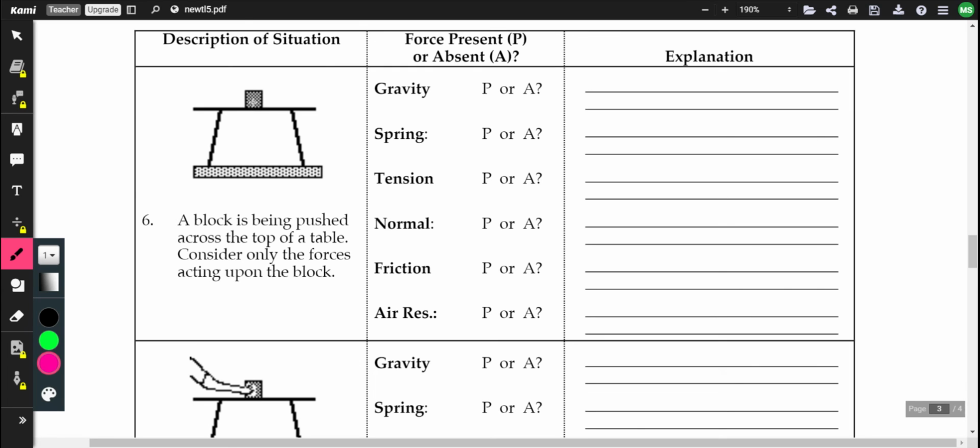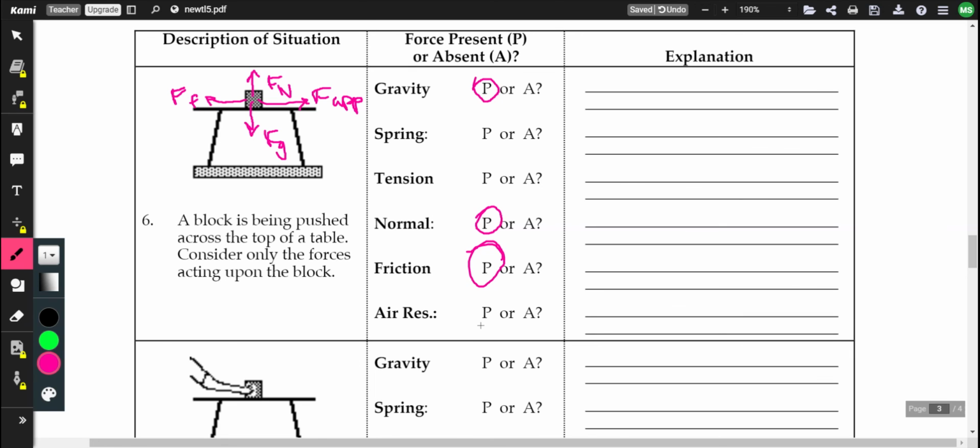So this one, we've got gravity going downwards again. It's on a table, so we should have normal force. So those are both present, no springs, no tension. This one is being pushed, so I don't know what direction, but we'll say it's being pushed this way. And so that would be an applied force. That's not one of the answer choices, but you know that one's there because it is being pushed, which means friction is pushing against it. So there is absolutely friction.